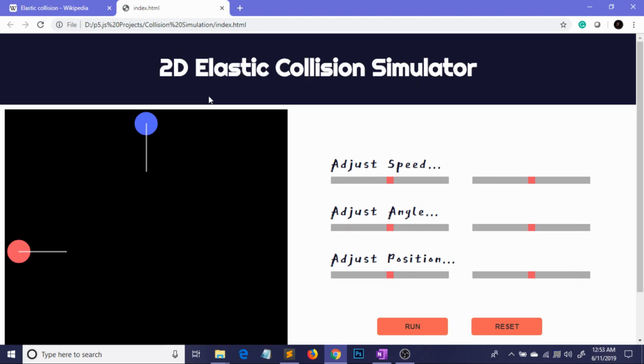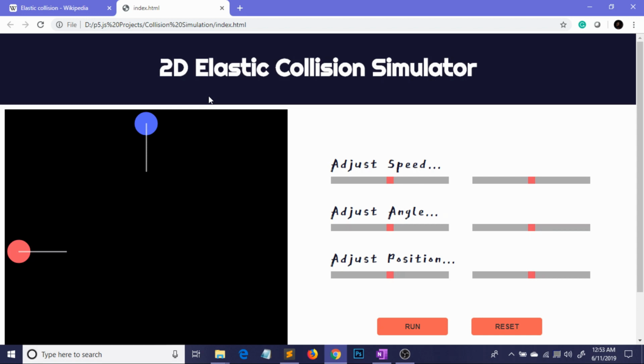Welcome to Normalized Nerd. Today, I am very excited to talk about how you can simulate 2D elastic collision in your computer. I will be using P5JS, which is a JavaScript based library, to write the code of this 2D elastic collision simulator.